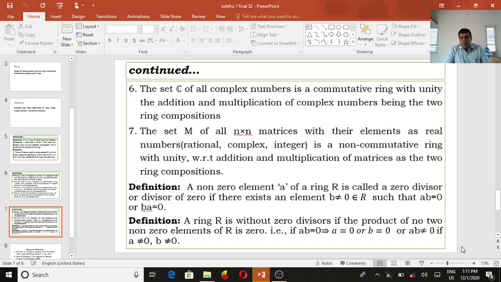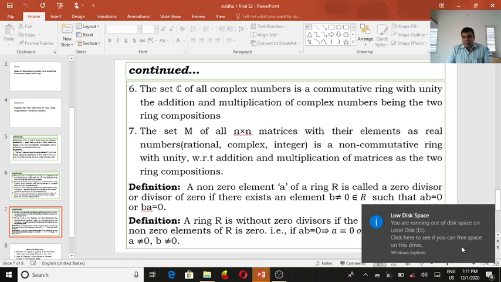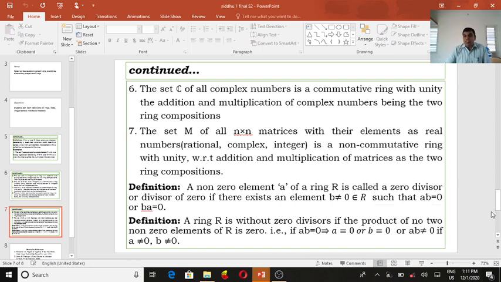I come to one more definition. A ring R without a zero divisor: if the product of two non-zero elements of R is not 0, then R is without a zero divisor. See, A not equal to 0, B not equal to 0, the product should not be equal to 0.